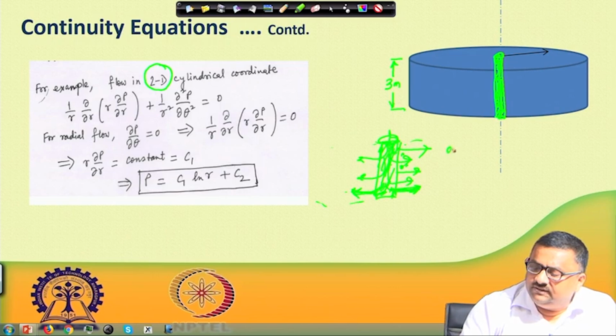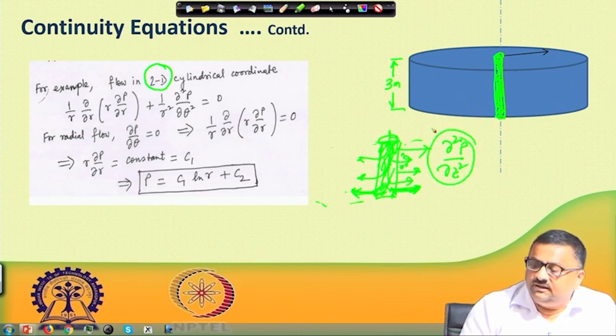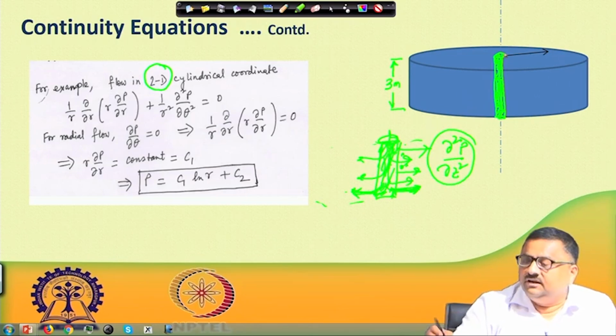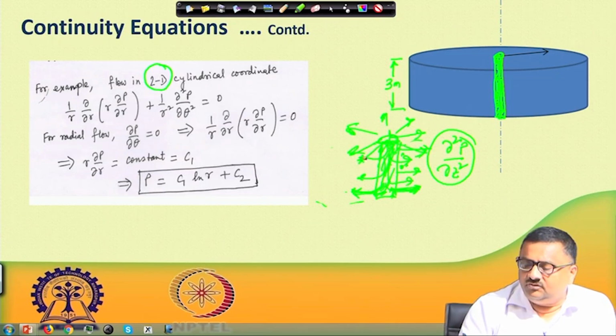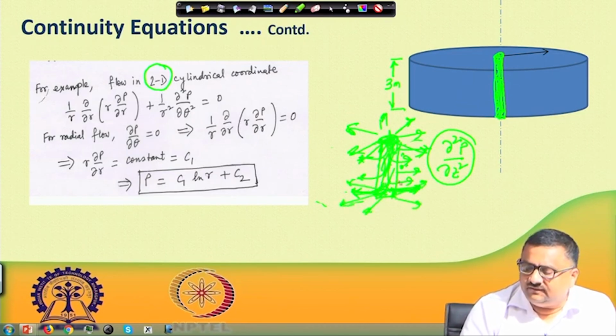So, what you are doing is you are ignoring the del square p del z square term. Okay. So, this term you are not considering. Instead, you are treating as if this well is cylindrical, there is a radial flow out from this well, and whatever you see in the top of the well and whatever you see in the bottom of the well, there isn't much of a difference.